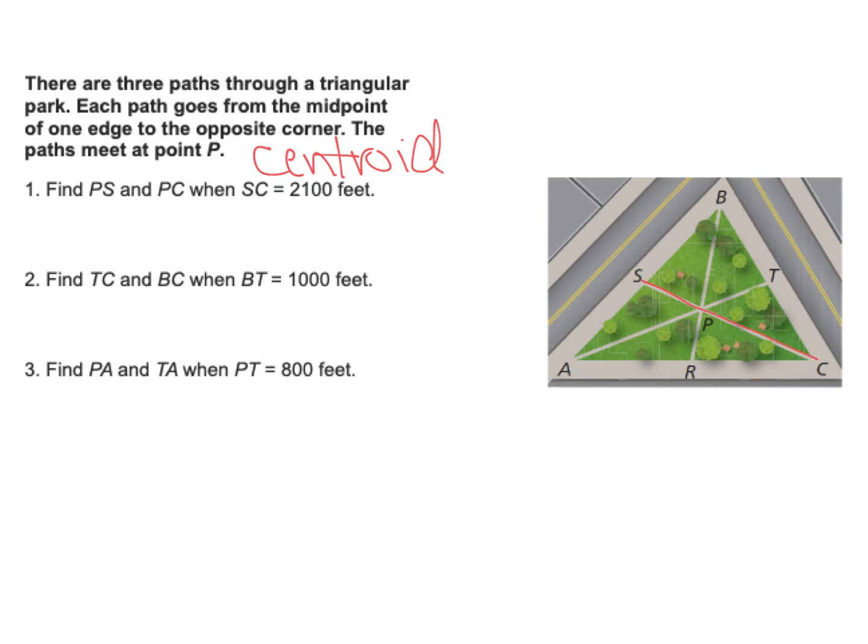So the whole thing is 2,100 feet. If we divide that by 3, each third is 700. So SP is going to be 700. And then PC, the other part, which is the 2/3 part, is going to be 1,400.